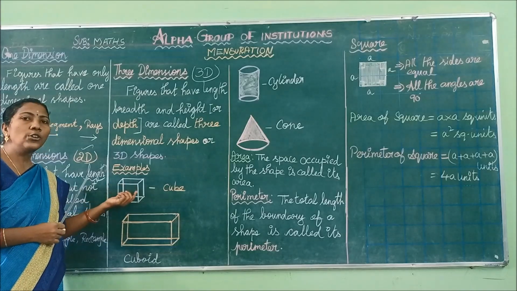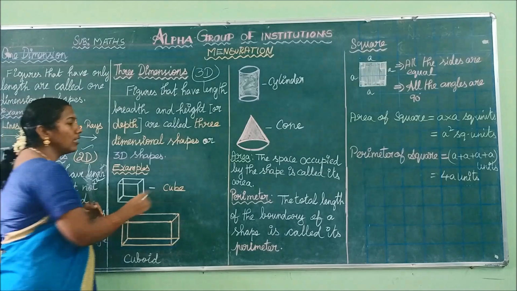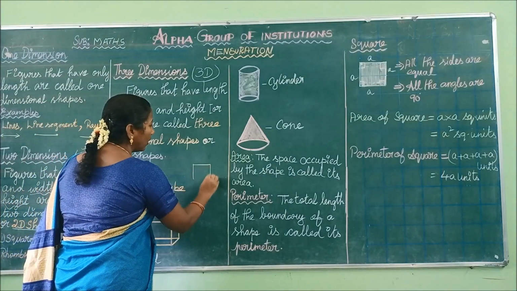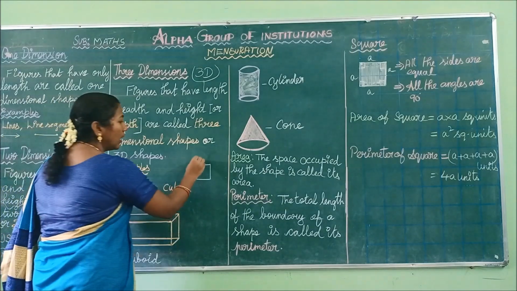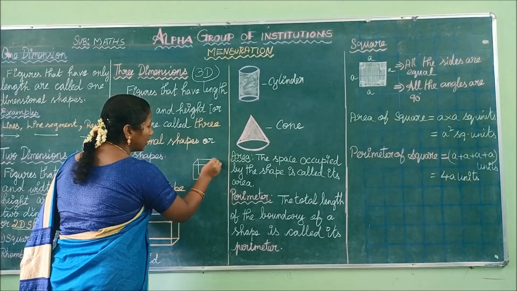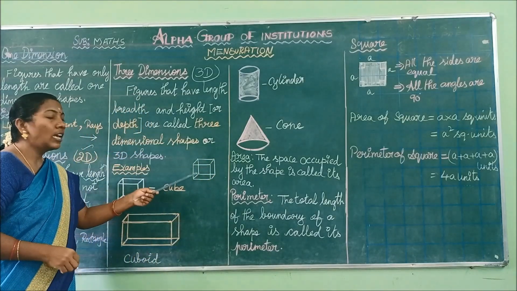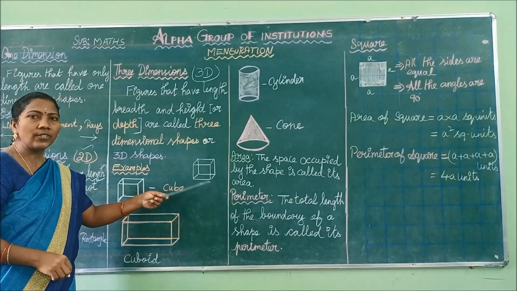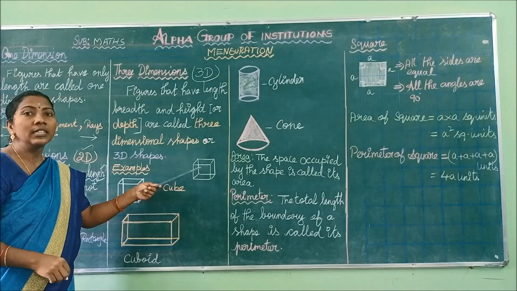What is this? Cube. You know already. How do we get the cube? By taking the three dimensions of a square. How can you draw this cube? First you have to draw a square like this. And then you have to draw another square like this, and then you join these sides, then you can get the cube. So the cube has length, breadth as well as height. So this shape is said to be a 3D shape.